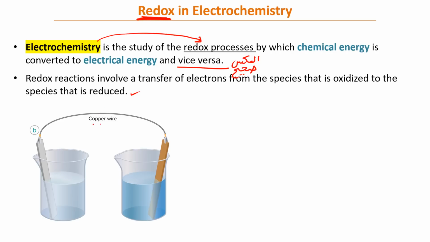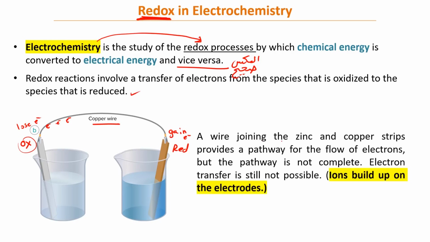Imagine I have a copper wire, and imagine oxidation happens here and reduction happens here. What is flowing in the wire? Electrons, right? Electrons are flowing from the oxidation part, because this one loses electrons and this one will gain electrons. So when we join a wire of zinc and Cu strips, اللي هم هاي القطع المعدنية, it provides a pathway for the flow of electrons. يعني في هني مجال لانتقال الإلكترونات لأن الواير, صح؟ But it's not forever.